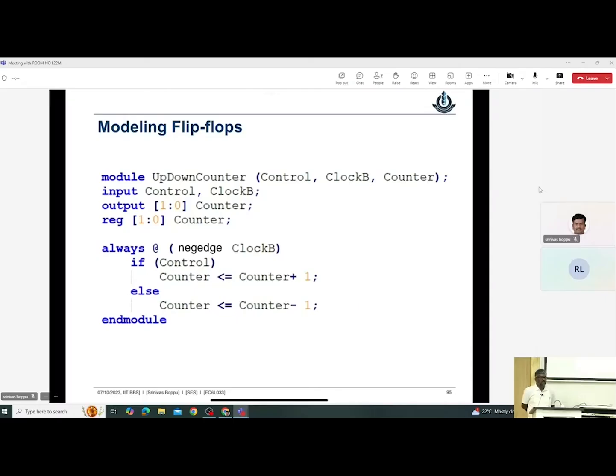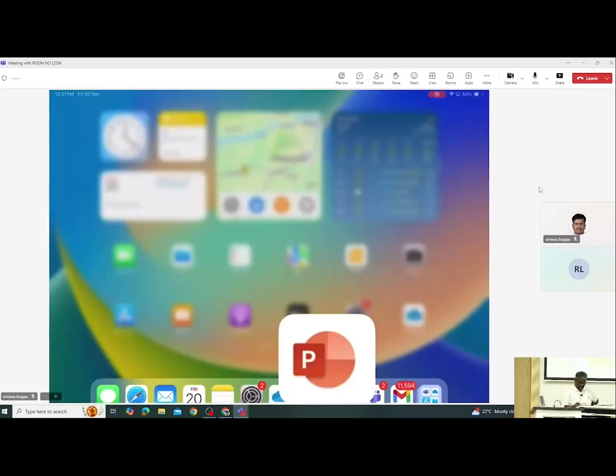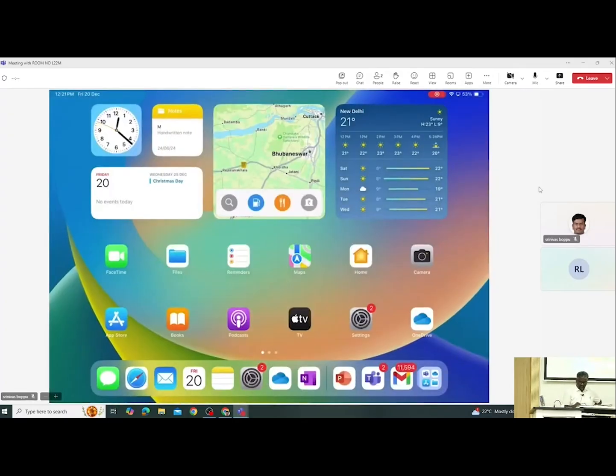Think about it: control is a 1-bit input, the counter could be 2-bit, 00, 01, 10, 11. If the control equals 0, you down count from the current state to the next state, and if the control input equals 1, you up count. So then you can come up with a truth table and derive the equations. I just wanted to really bring out the complete idea.